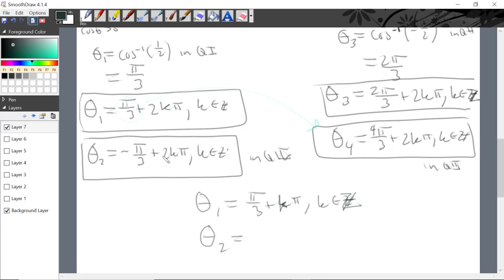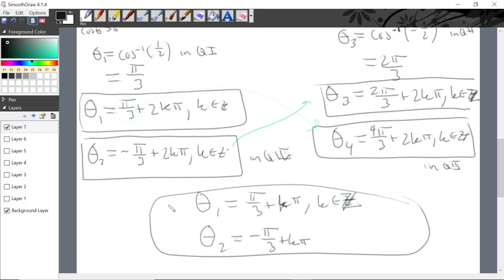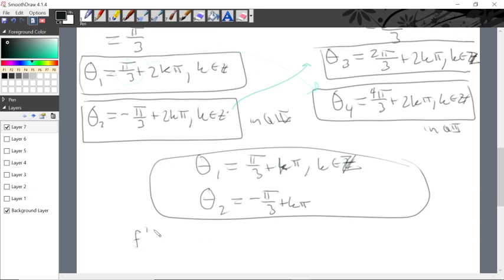All right, and theta 2, notice also we have an overlap here. If we add k pi to negative pi over 3, well, negative pi over 3 plus pi is 2 pi over 3. So these also overlap. So we can say theta 2 is equal to negative pi over 3 plus k pi. And that's another way that we can express these solutions. So f prime of any of these theta 1s is equal to 0. And f prime of any of the theta 2s is equal to 0. These are all critical numbers because they're all values where the derivative would equal 0.